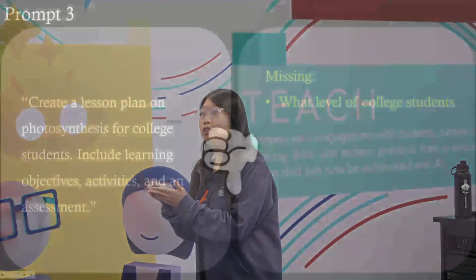Also, Michelle wrote the reason and said, I would give the AI a role and I would add more information on what the subject matter is, also what level the college students are, etc. Exactly. So thank you, Michelle, for posting online. So that's what Michelle was saying, the level of college students.